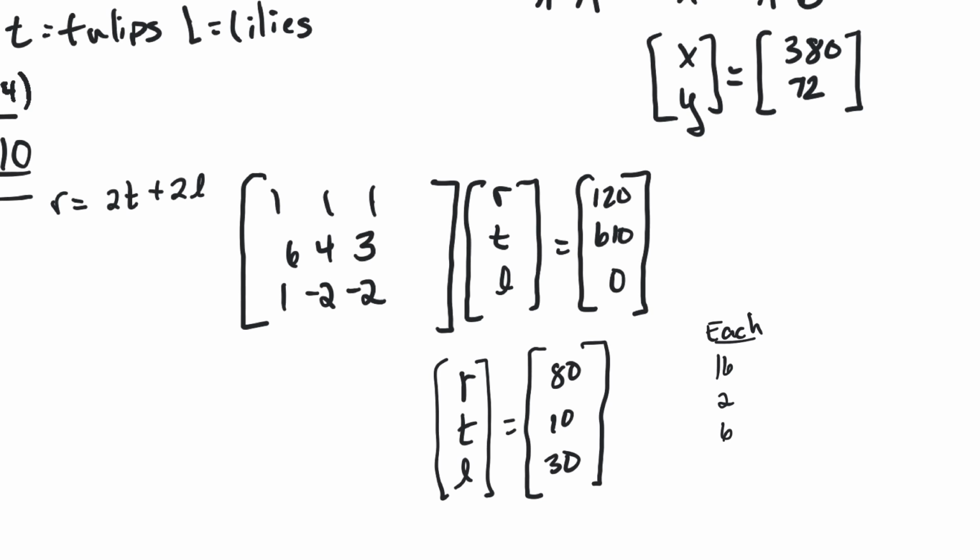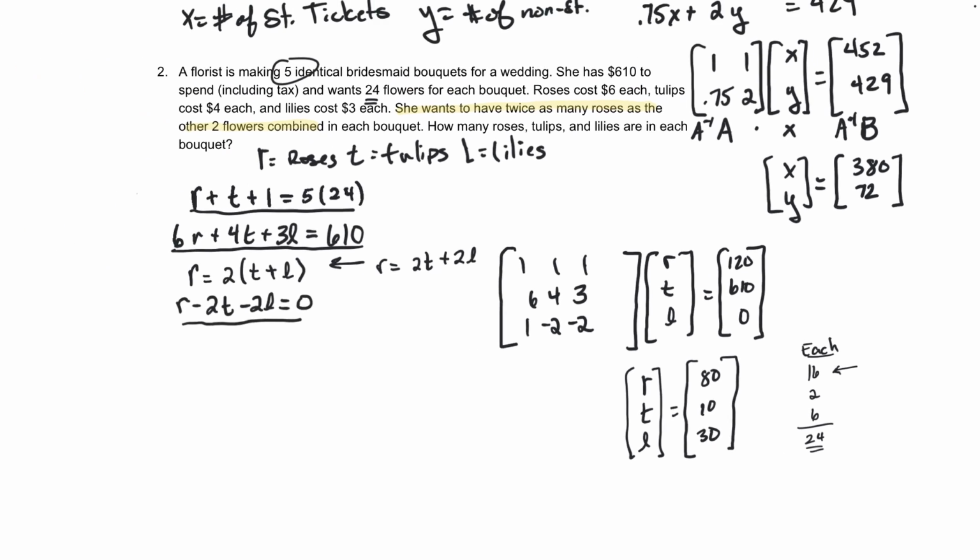Now, if we think about it, the number of roses has to be twice as much as the others combined, right? So 2 plus 6 is 8. 8 times 2 is 16. Totally works. We also know that we wanted 24 flowers in every bouquet. When we add these things together, you get 24. So this is a way that we can work with information.